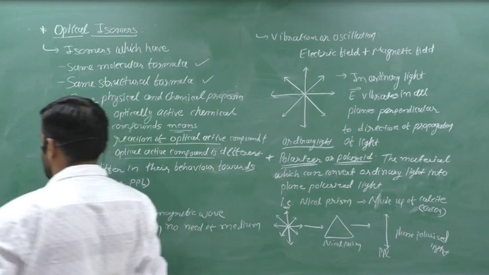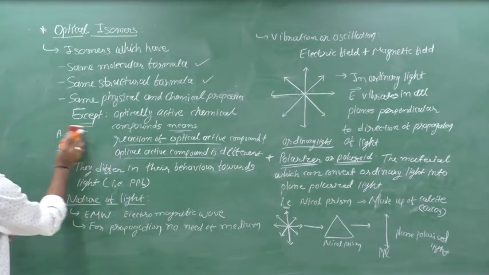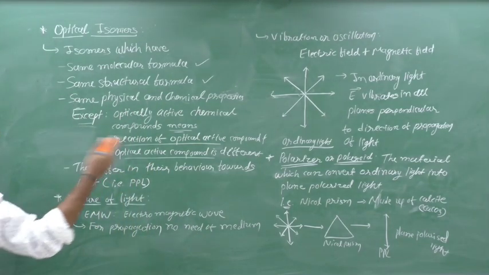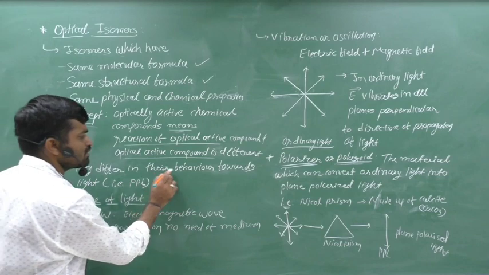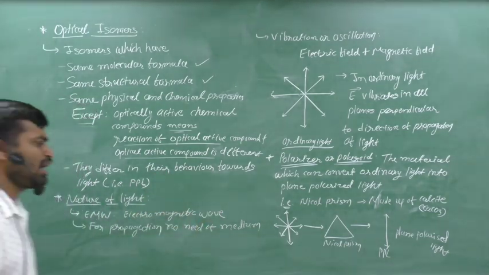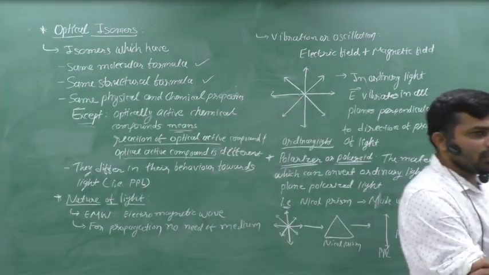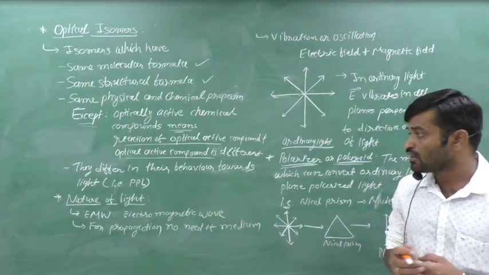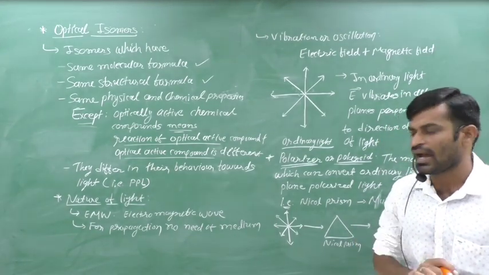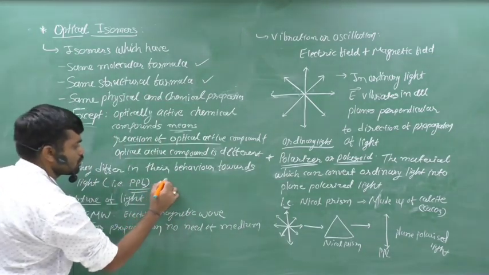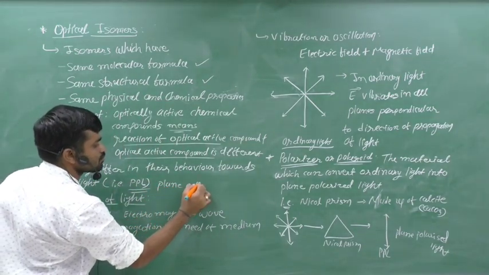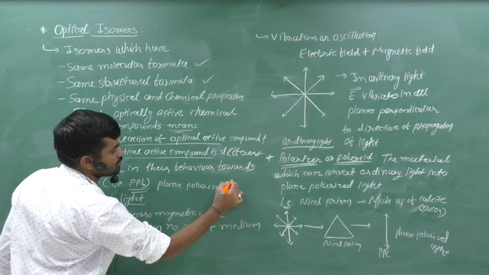Isomers have the same molecular formula, same structural formula, and same physical and chemical properties, but in some cases they are not the same. The case is the reaction of an optically active compound with another optically active compound. The chemical properties are different, but they differ in their behavior towards light, and the light is PPL, plane polarized light.